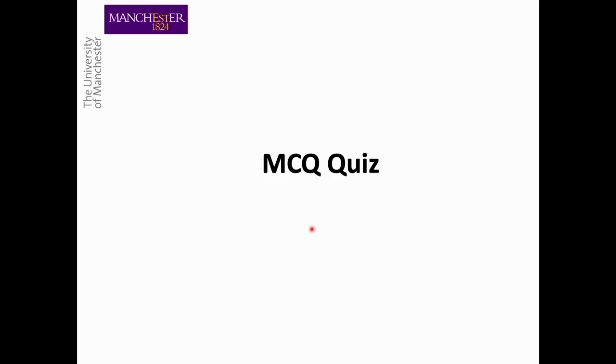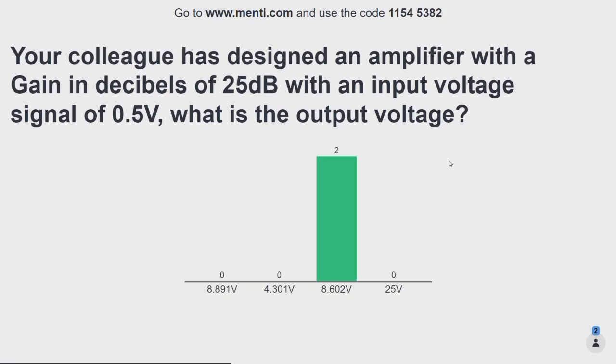Okay, next question then. Your colleague has designed an amplifier with a gain in decibels of 25 dB with an input signal of 0.5 volts. What is the output voltage? To calculate this, I'll give you a hint. The formula that you need is the gain in decibels is equal to 20 log base 10 of the voltage output over the voltage input.